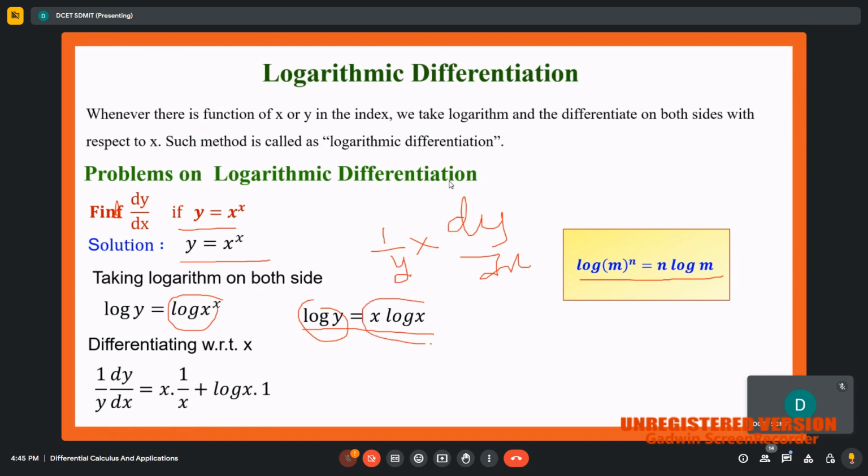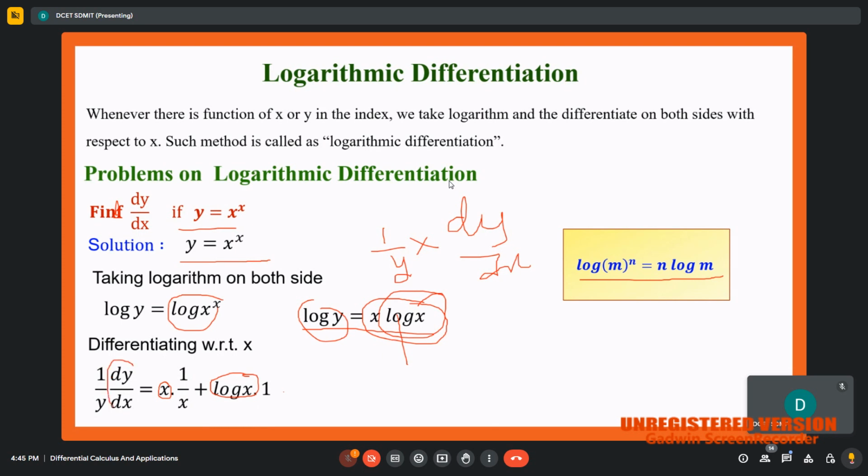Here x into log x is there, so we have to apply the product rule. X is kept constant. What is the differentiation of log x? Differentiation of log x is 1 by x, plus the second term is kept constant, that is log x. Differentiation of x is what? 1. So 1 by y dy by dx.